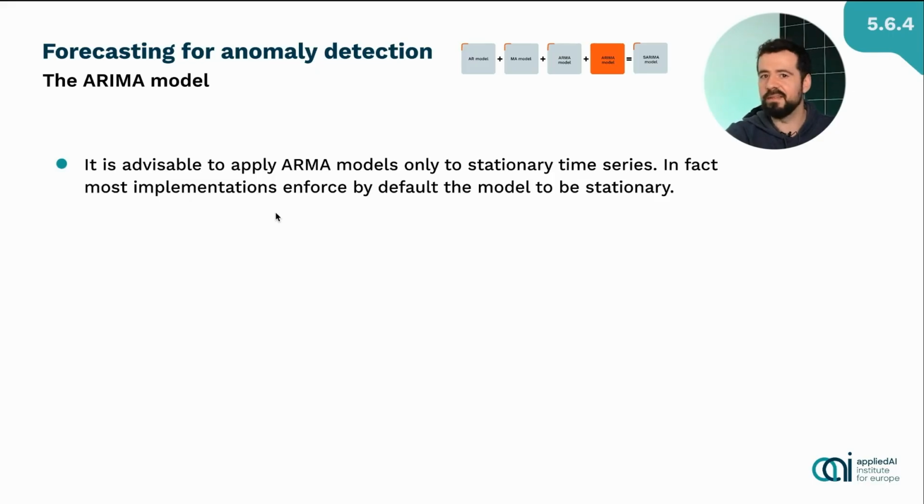While we have already established that we can in principle also fit non-stationary models with the ARMA model, remember that we had this classification of when an autoregressive model is stationary and when not, it's usually advisable to apply ARMA models only to stationary time series. So what we can do here is apply the techniques that we've seen in the previous lessons in order to first get the stationary time series and then apply an ARMA model.